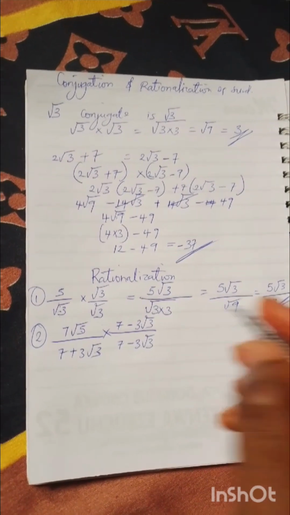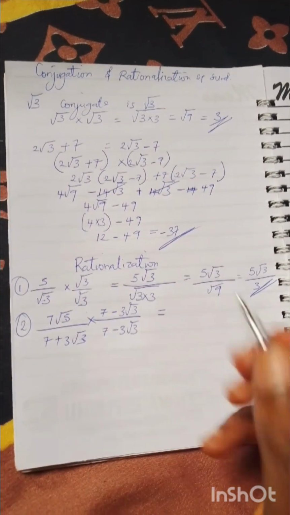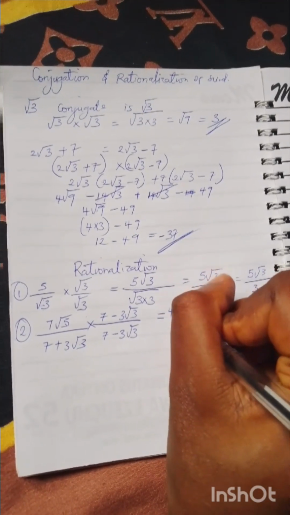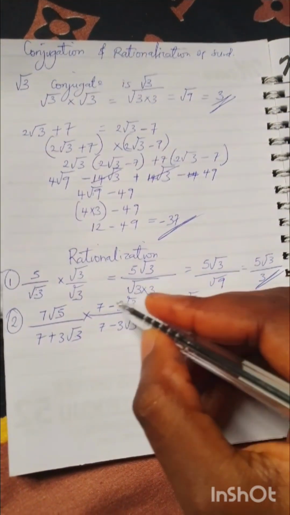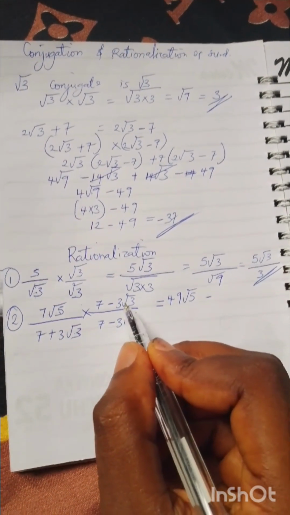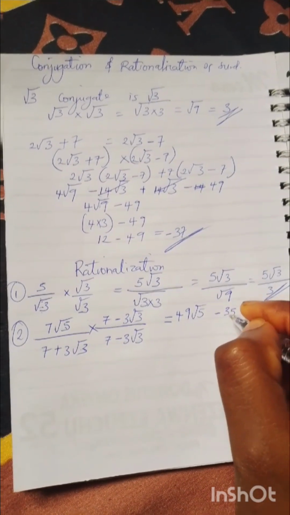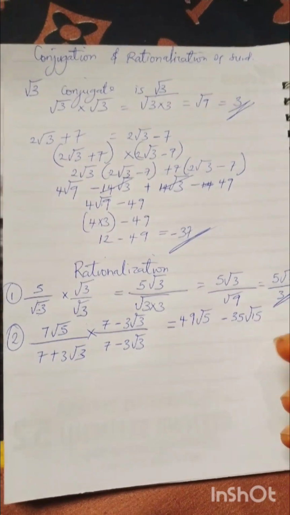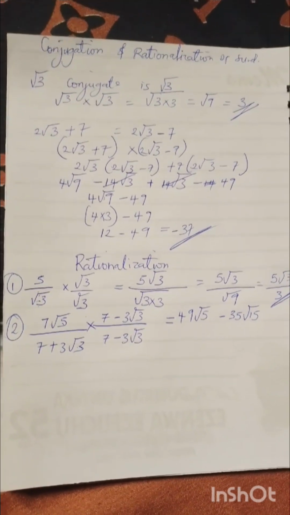Now we multiply. 7 root 5 multiplied by 7 is going to be giving me 49 root 5. My minus sign, which is here. So 7 root 5 multiplied by 3 root 5 is going to be giving me 35 root 15. And that's it for the numerator. Now we move over to the denominator.